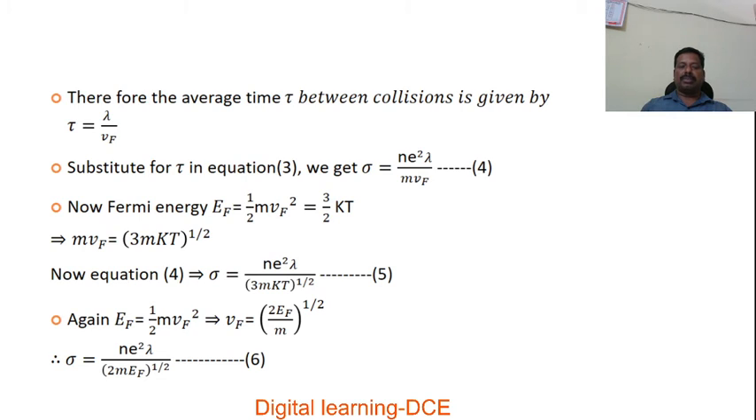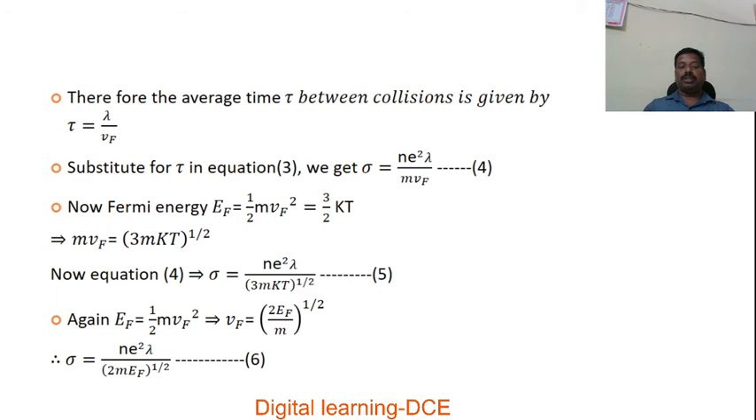Now, by this expression, we solve for mVf in equation 4. Therefore, mVf = (3mkT)^½, after cancelling the 2 and multiplying throughout by m. Substitute this in equation 4, and we get another expression for electrical conductivity σ in terms of temperature and the Boltzmann constant, that is σ = ne²λ/(3mkT)^½. Let's call this equation 5. This is another expression for electrical conductivity.